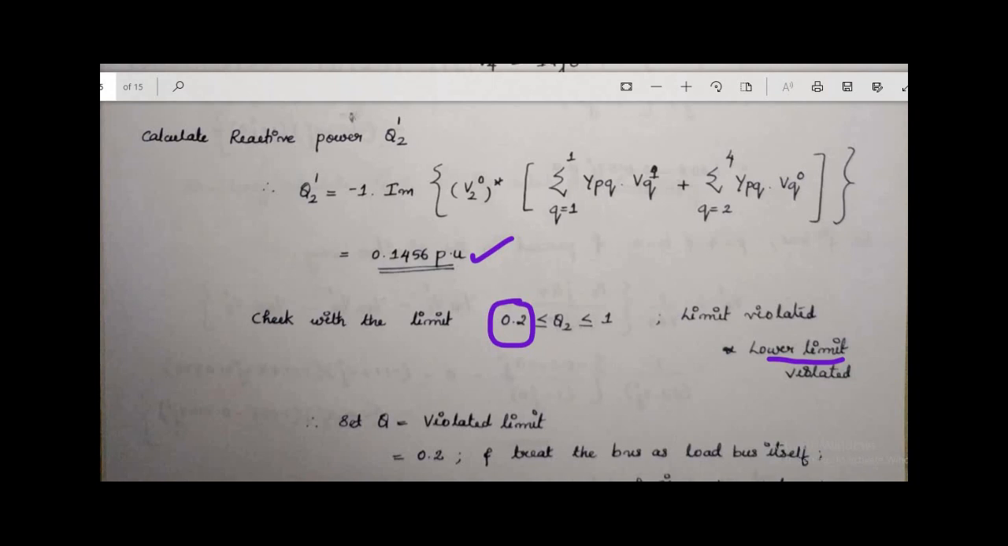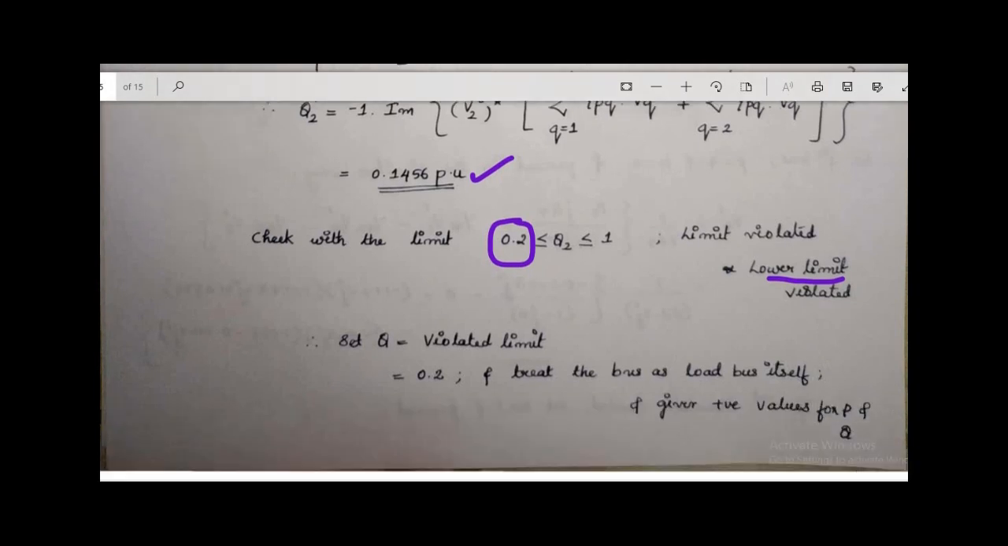So, what will we do if your limit is violated? In the previous case, the limit was not violated. So what did we do? We proceeded with the problem by treating the bus as generator bus itself. But here the limit is violated, which means your bus can no longer be treated as generator bus. If it is to be treated as generator bus, it should satisfy the limit. Here the limit is not satisfied, so you cannot treat your bus as generator bus. Instead, you treat your bus as load bus.